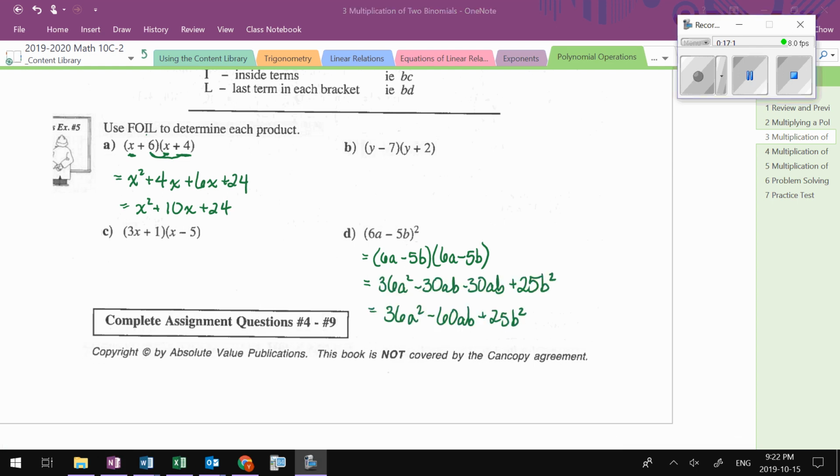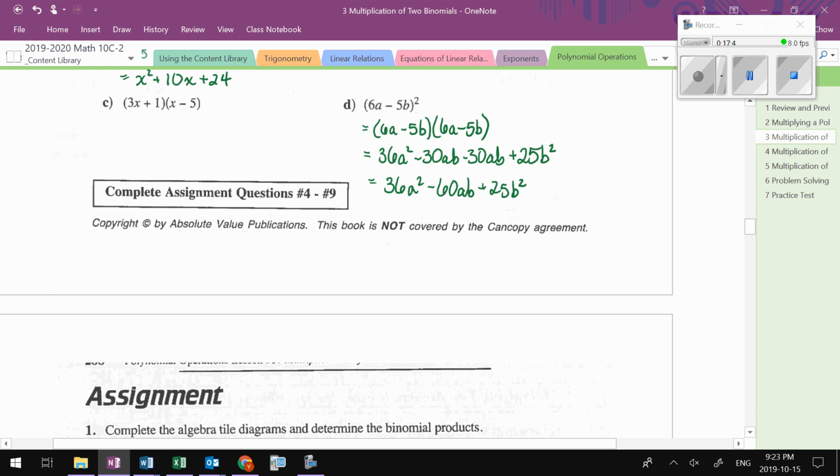Okay, so looking at FOIL then, we've got first 6a times 6a, 36a squared. Outside 6a times negative 5b is negative 30ab. Inside negative 5b times 6a is negative 30ab again, and then negative 5b times negative 5b for our last terms is positive 25b squared. Combining our like terms, 36a squared minus 60ab plus 25b squared.